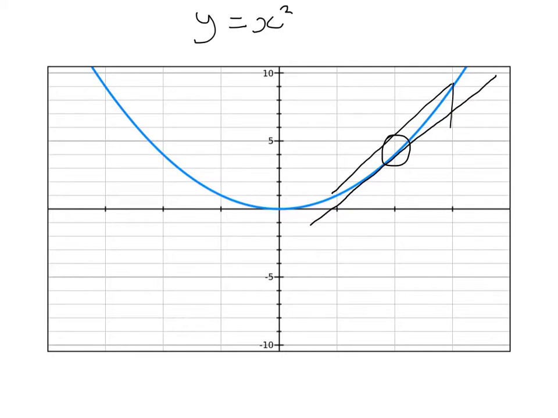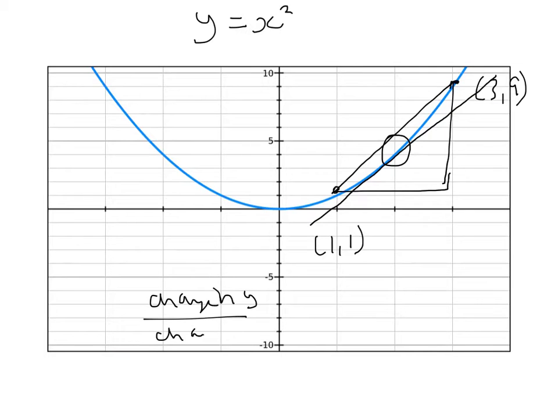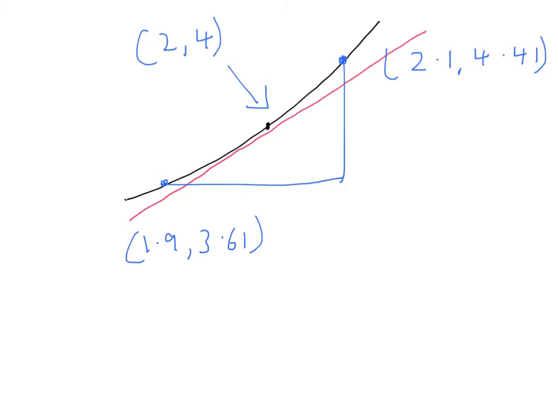How do we work out the gradient of the chord? Well, it's the difference in the y's divided by the difference in the x's. The point up here is at 3, 9. The point here is at 1, 1. So the change in the y divided by the change in the x is 8 divided by 2, which is 4. So we're trying to find the gradient at this point here. That point there has got coordinates 2, 4.